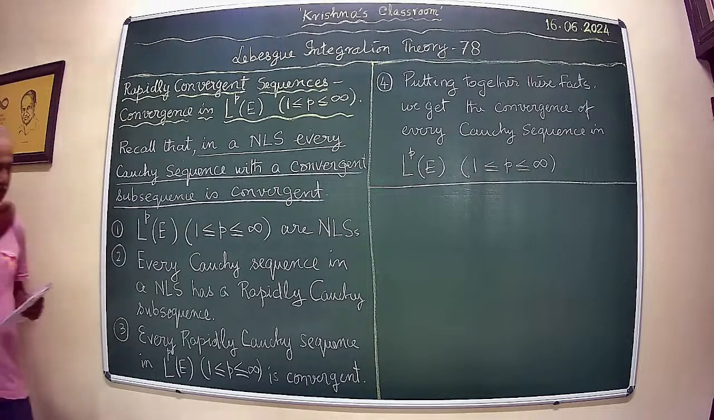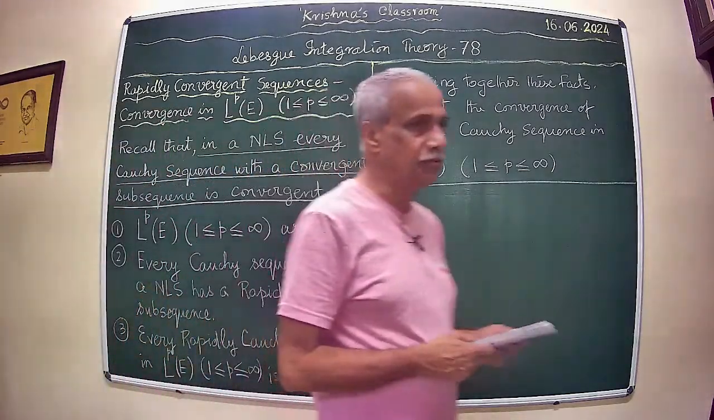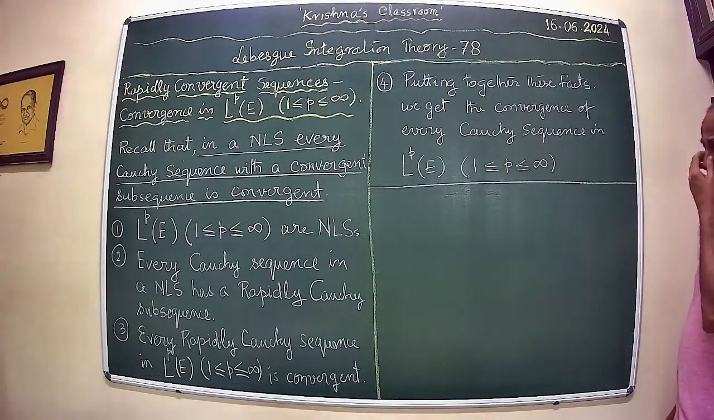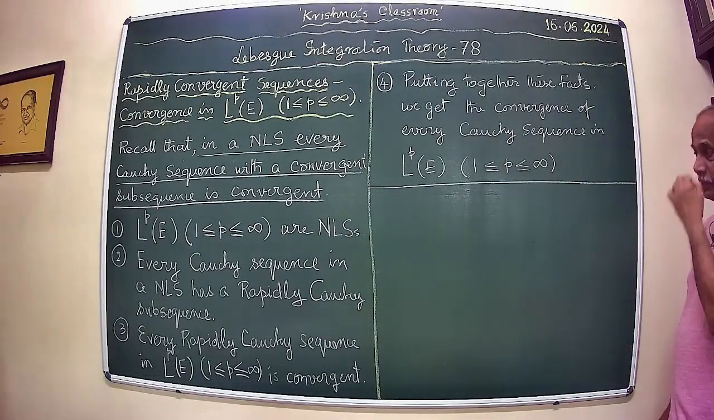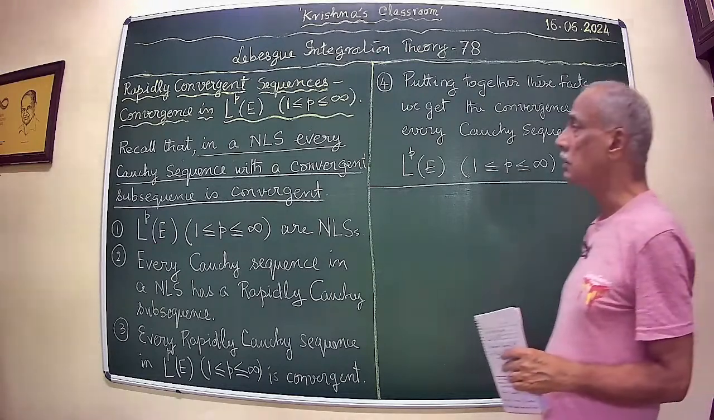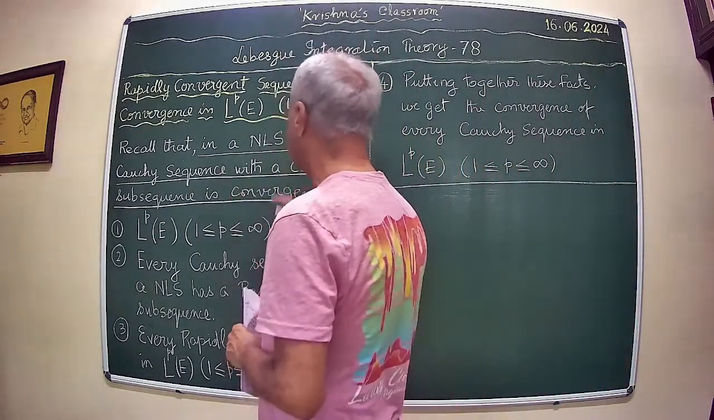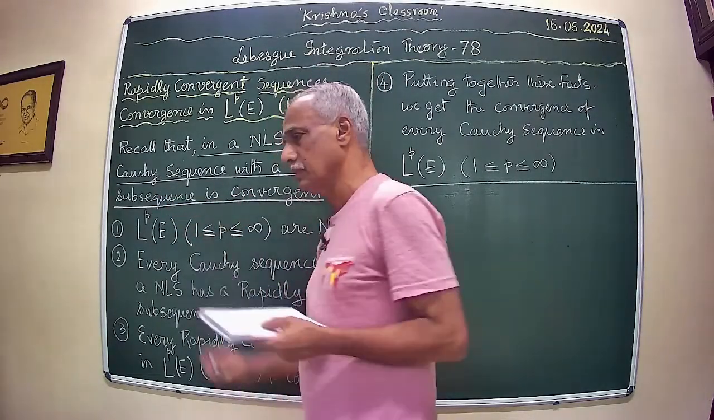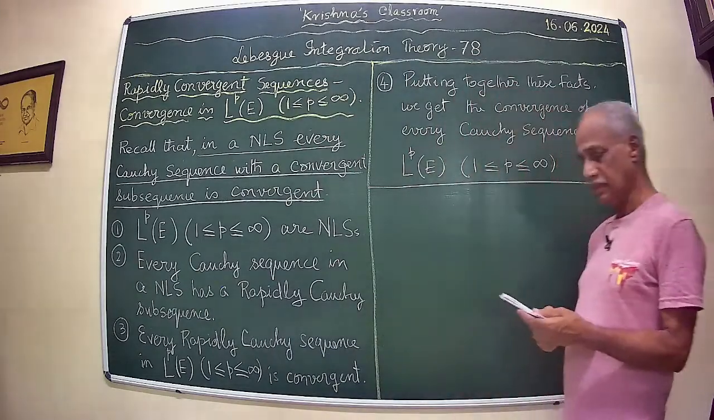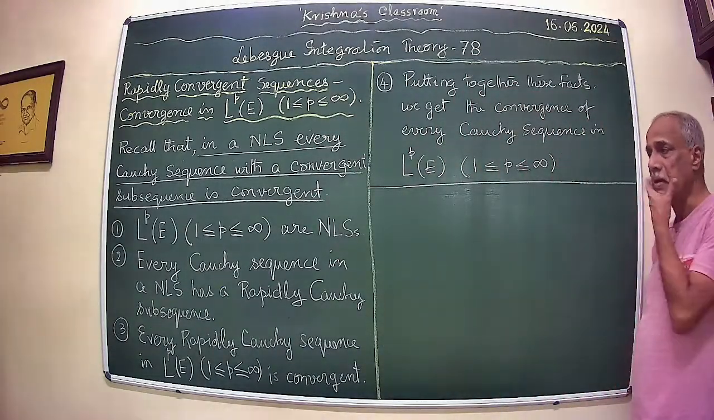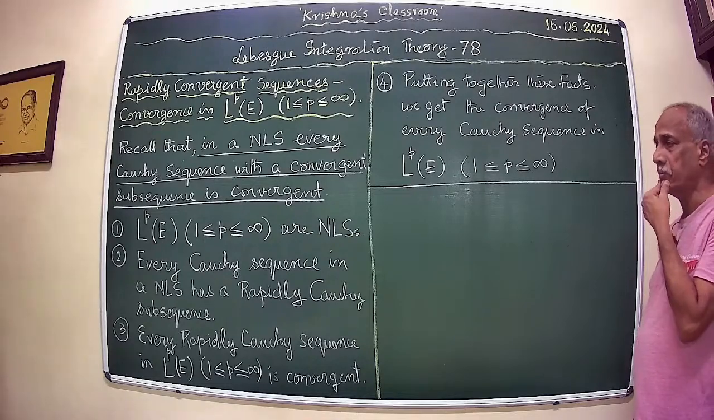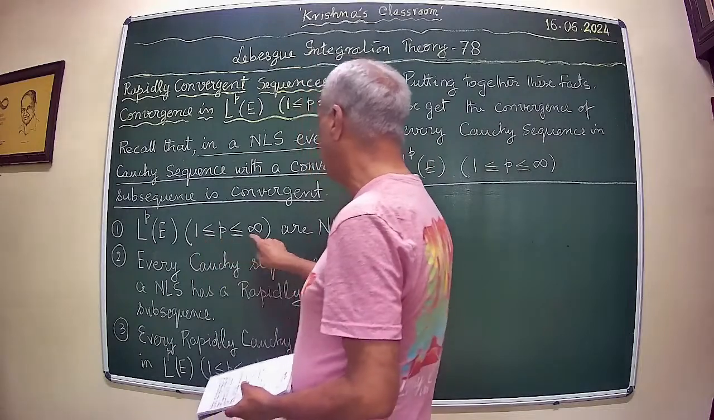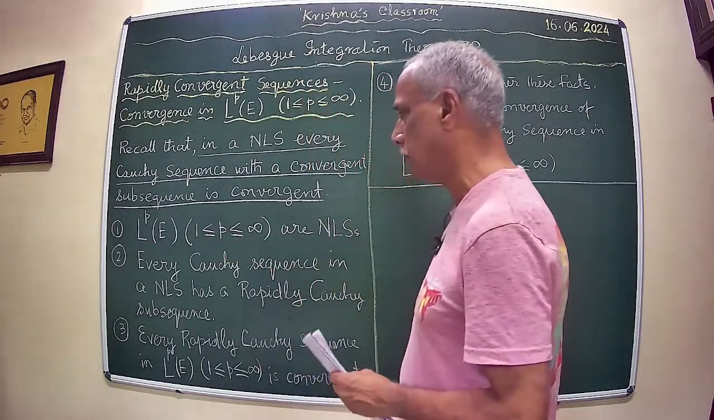We take up the next step in the proof of the completeness of LP. Before that, let us recall the path we are going to trace. We have already seen that in a normed linear space, every Cauchy sequence with a convergent subsequence is convergent. Now, this is the basic result in any normed linear space. Now, we consider LP(E) specifically for all values of p from 1 to infinity. Now, they are all normed linear spaces.